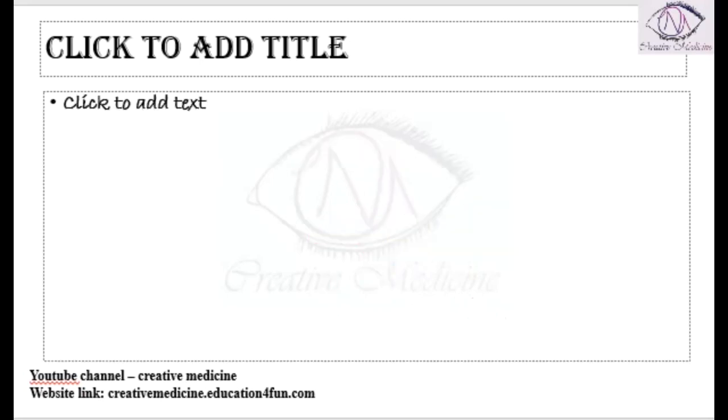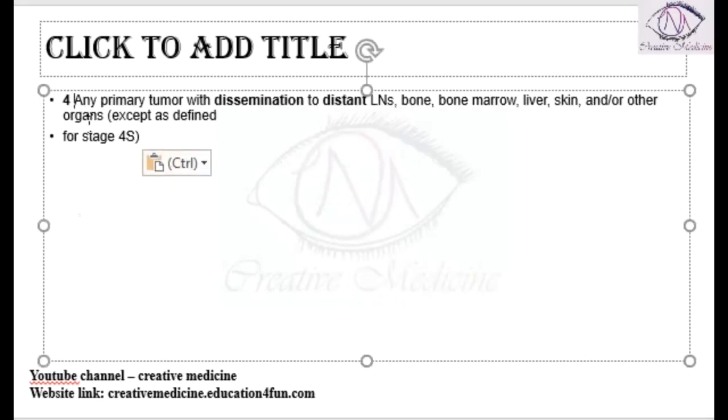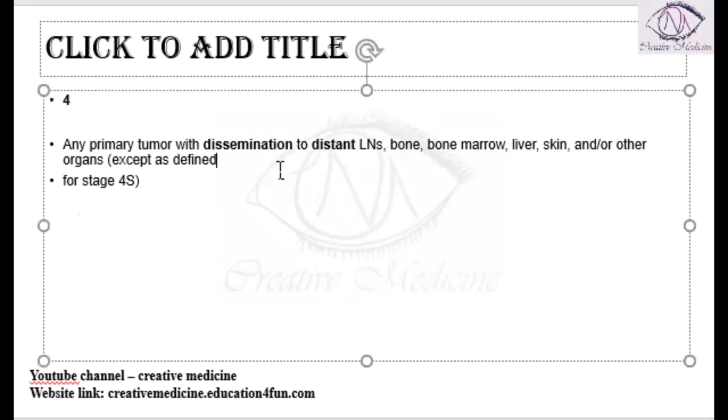Then we have stage 4. Stage 4 is any primary tumor with dissemination to distant lymph nodes. Anything with distant lymph node dissemination or metastasis to bone marrow, bone, liver, skin and other organs is stage 4.